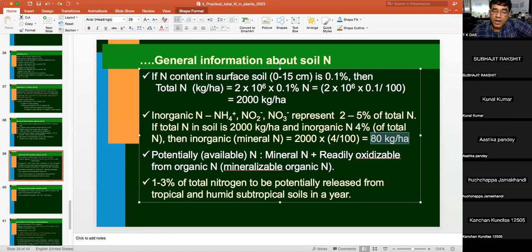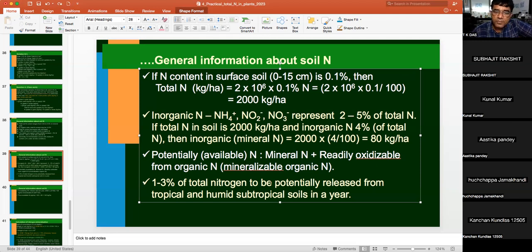Now the question comes, available nitrogen. This is mineral nitrogen, 80 kg. Now we see the available nitrogen. For available nitrogen, you need potentially available nitrogen or readily oxidizable nitrogen. Here, the mineral nitrogen that you worked out, 80, plus readily oxidizable from organic nitrogen. So if you add these two, mineral nitrogen plus readily oxidizable nitrogen, then it becomes your available nitrogen.